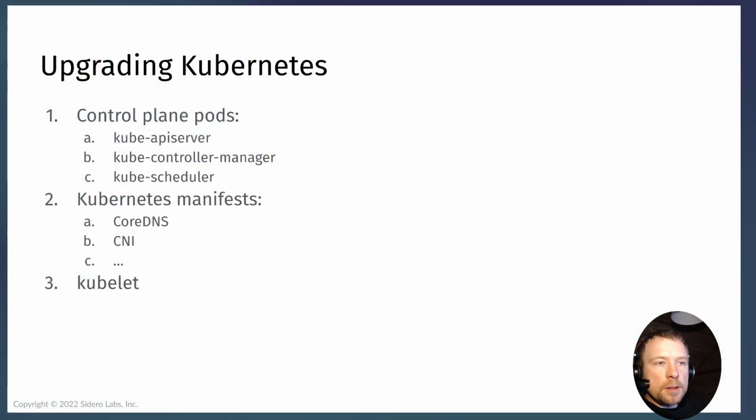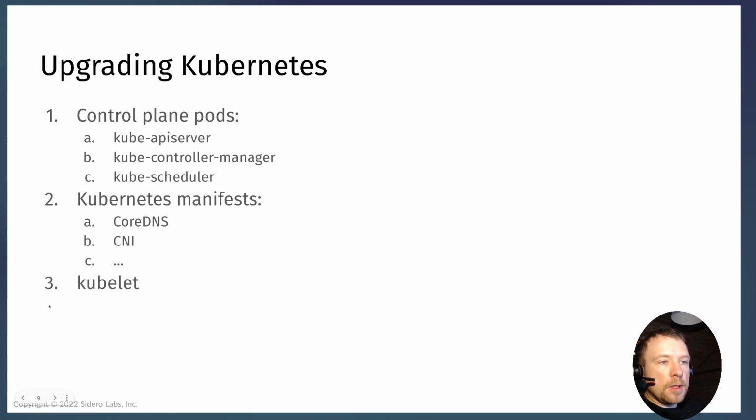First of all, what it takes to upgrade Kubernetes. We need to upgrade the control plane components, the Kubernetes API server, controller manager, and scheduler. Next, we might need to update various manifests or services which are running in Kubernetes, like CoreDNS and potentially CNI and other manifests. And last thing, we need to update the kubelet on each node in the cluster.